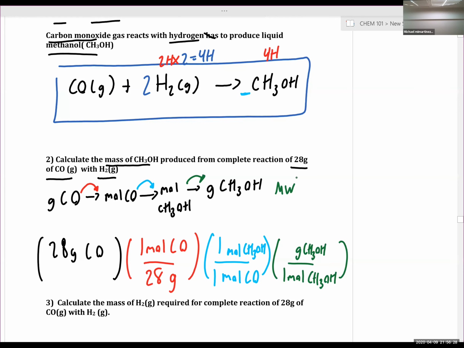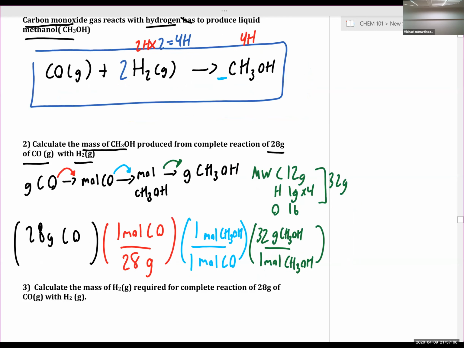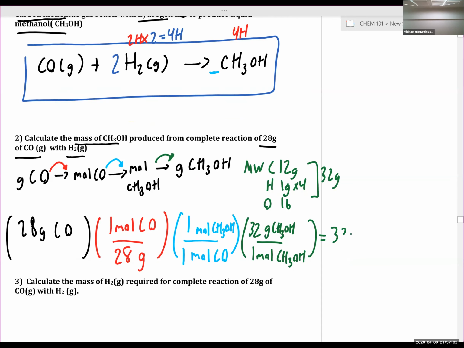So what should we fill in for the molar mass of methanol? Yep, 32. So let's show that. We have 12 grams for carbon plus 1 gram times 4 for hydrogen. And then for oxygen, we have 16. We add this together, we get 32 grams of methanol per mole of methanol. We're now ready to punch this into our calculator, and at the end of our calculations, we get 32 grams of methanol.